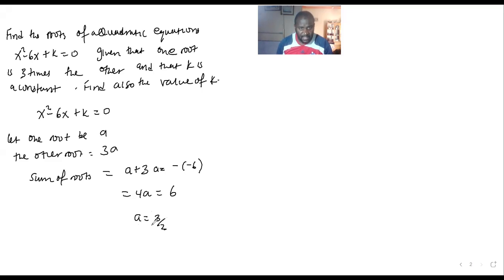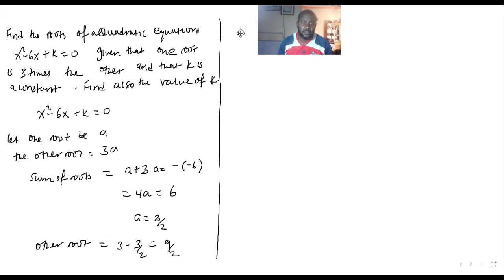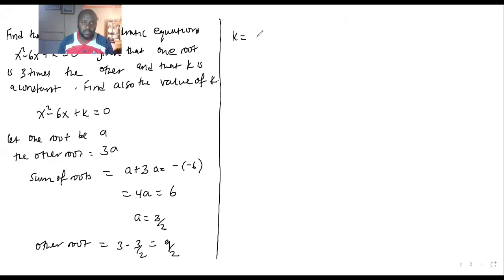So the first root is 3 over 2. So the other root is thrice that one, giving us 9 over 2. Okay. So if you know the other root, what is k? K, remember, is the product of the roots. So k is supposed to be equal to a times 3a. You realize that this is going to be 3a squared, which will be 3 times 3 squared out of 2 squared. And this will confirm 27 out of 4 is the value of k.